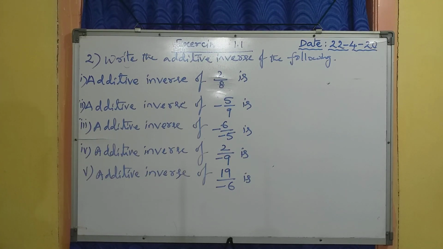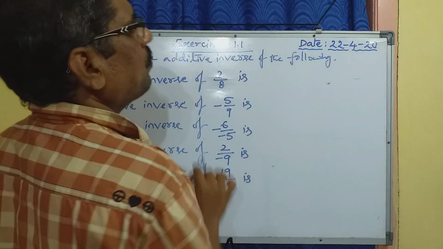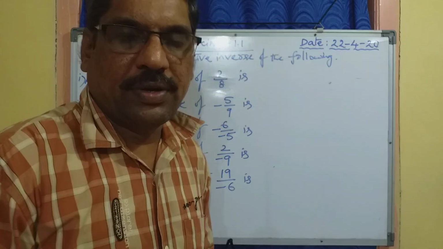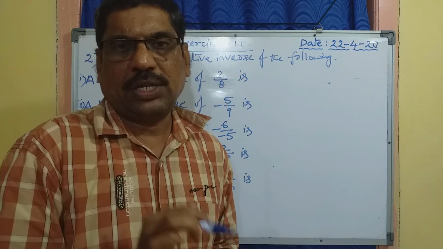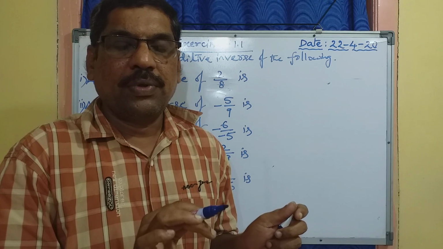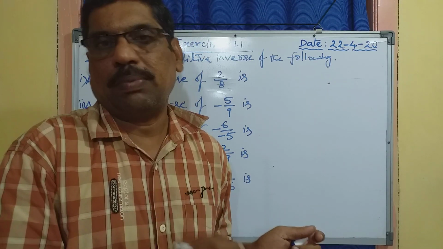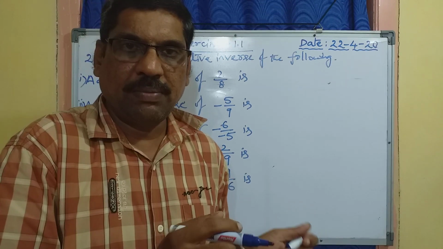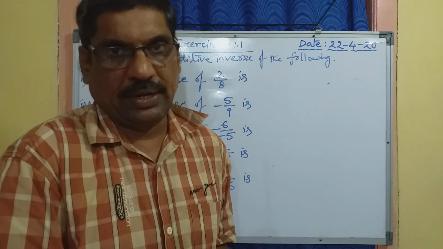Now look at the second Roman from the exercise 1.1. Write the additive inverse of the following. What is meant by additive inverse? It is very simple to write the additive inverse of any rational number. Just we need to change its symbol. If the given number is having minus, we need to take it with plus. Okay, if it is having plus, its additive inverse is the same number with the opposite symbol, minus.